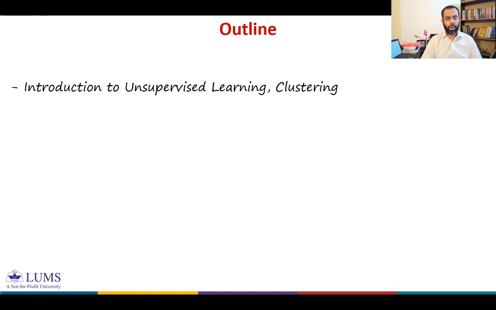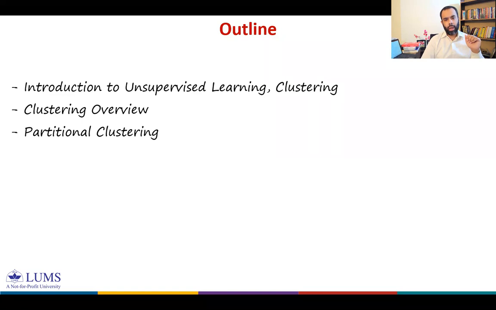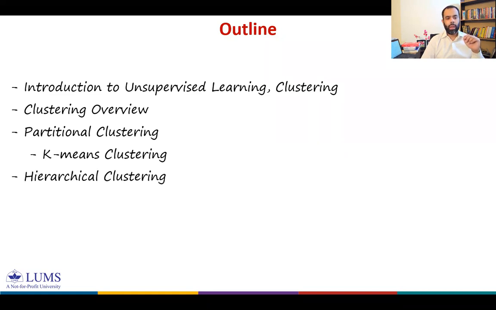After the introduction to unsupervised learning and clustering, we will give you an overview of clustering: what is clustering, how do we evaluate clustering, and what are different aspects of clustering. Then we will talk about two techniques of clustering. In partitional clustering, we will focus on a very famous, very simple algorithm, k-means clustering. And in hierarchical clustering, we will talk about agglomerative clustering. Okay, let's start with the introduction to unsupervised learning.